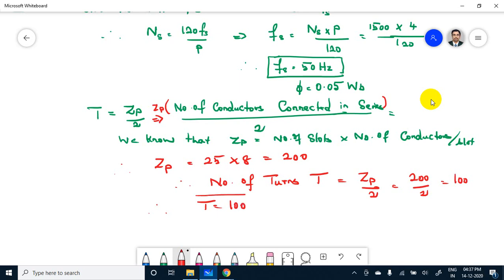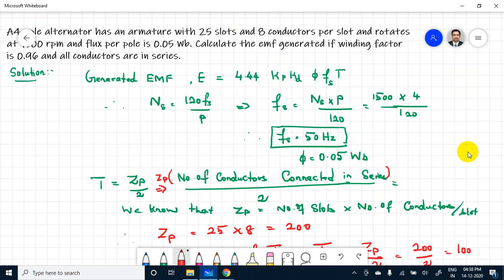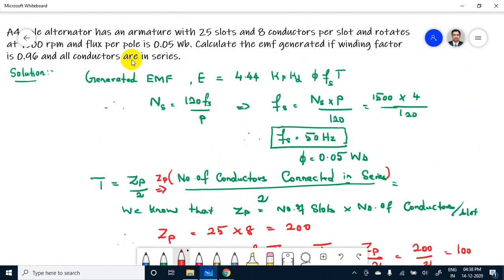Number of turns is 200 by 3, sir. 200 divided by, where it is 3? No. Here I have written, you see, T equal to Zp divided by 2. Sir, Zp means number of conductors per phase, sir. No. Zp is the number of conductors connected in series. Please see the question. Maybe it will be a phase also, but here they have clearly mentioned all the conductors are in series.